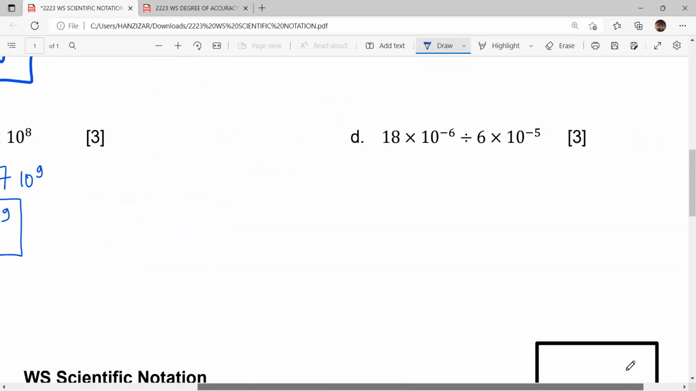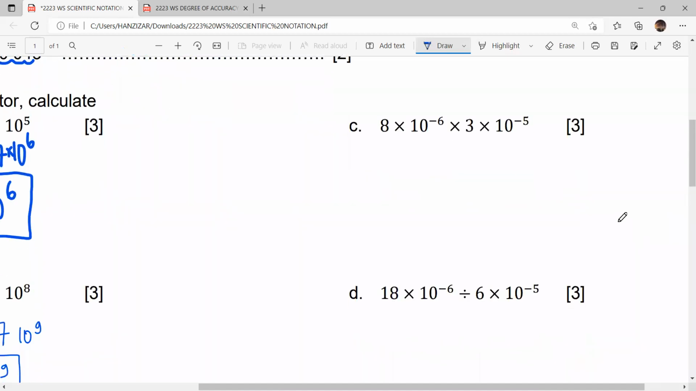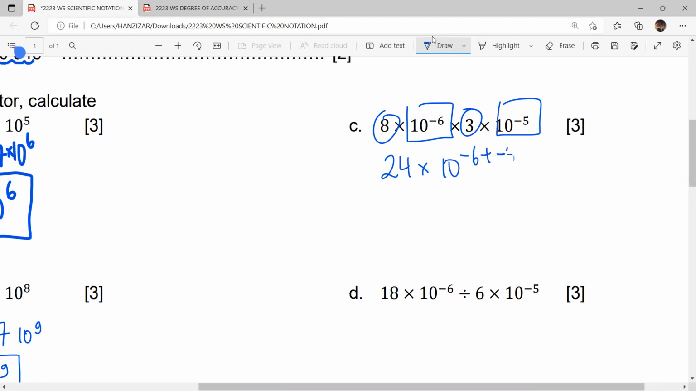Next for question C. It's multiplication. Multiplication is very, very simple. Don't think too hard. Just multiply the number. 24, 10. You add the power. Add the power. Negative 6 plus negative 5. So 24 times 10 to the power of negative 6 minus 5, negative 11.